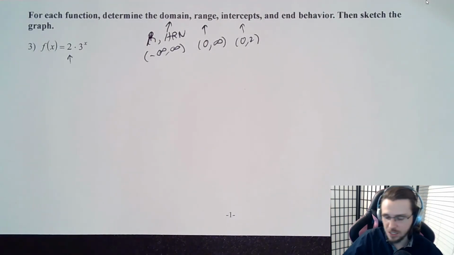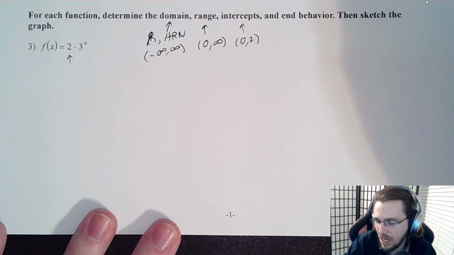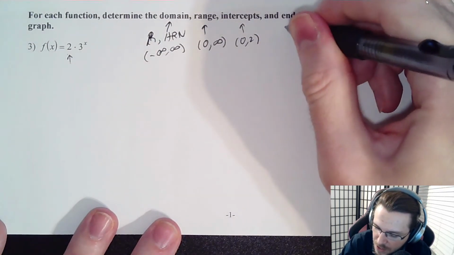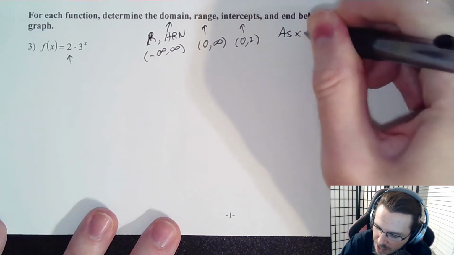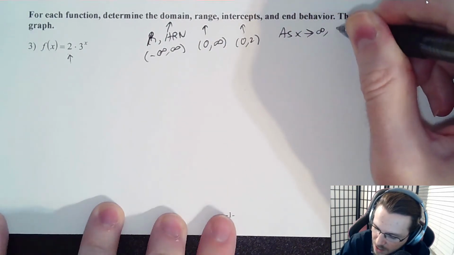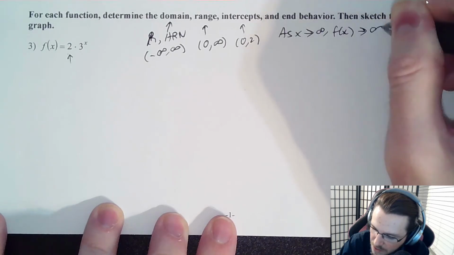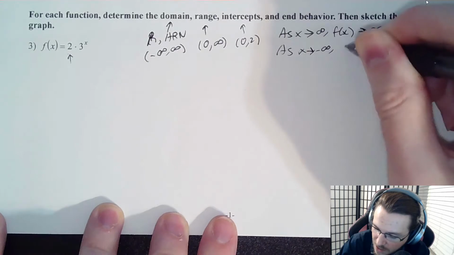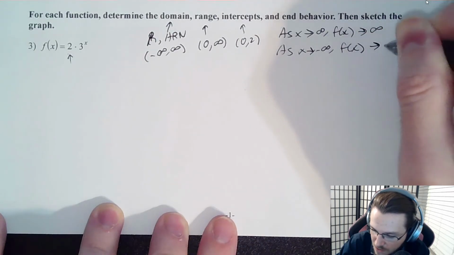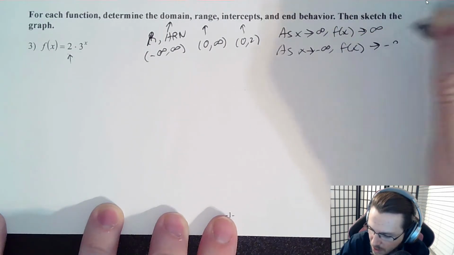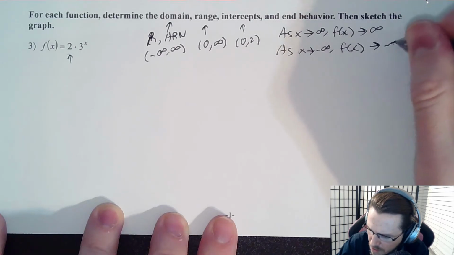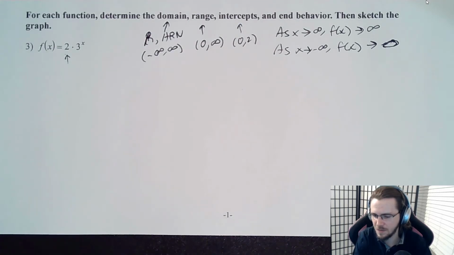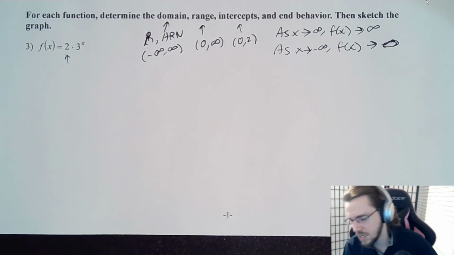Annoying little notation. And then for the end behavior, anytime you have a positive like this, we would say as x goes to infinity, f of x also goes to infinity. As x goes to negative infinity, f of x also goes to negative infinity. Or wait, what does it go to? It goes to 0. I'm sorry. It goes to 0 on the left-hand side. Then you have to sketch a graph of this guy.